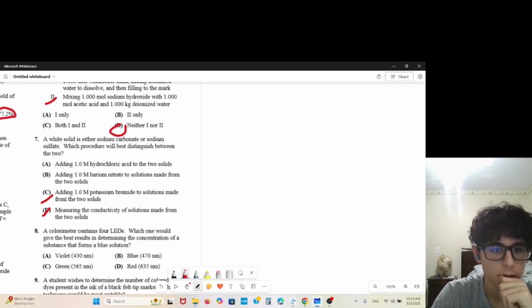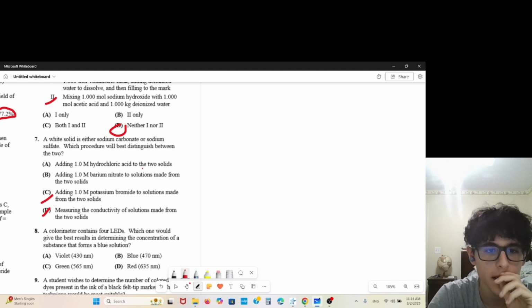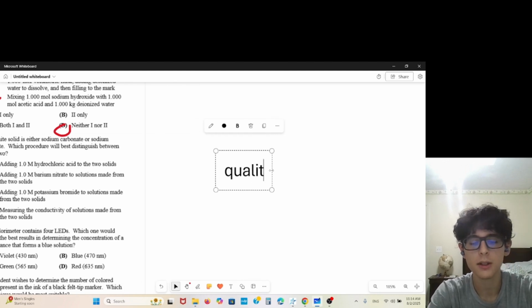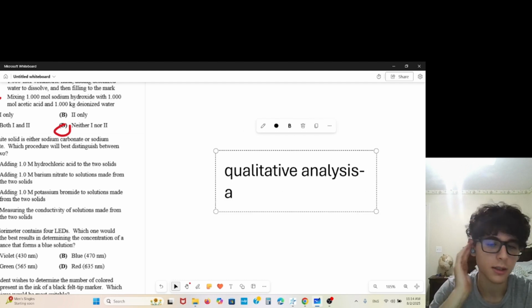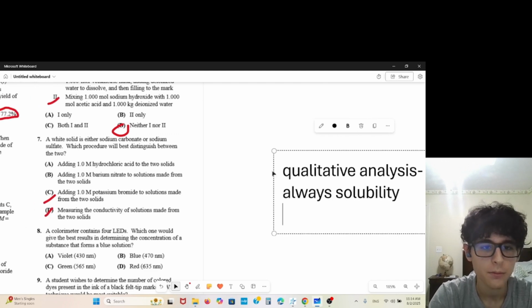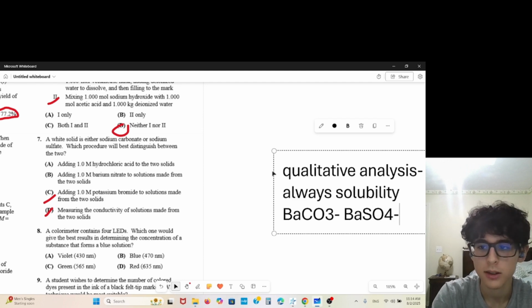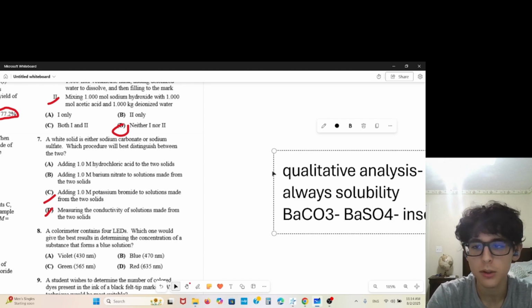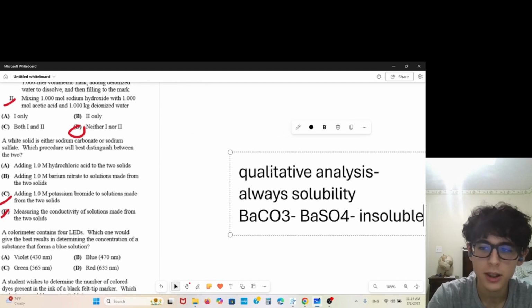All right. Now, barium nitrate. So this is about barium, not nitrate. Obviously, solubility. This is called qualitative analysis. Yeah, these show up all the time. Honestly, it's always about solubility, mostly. So BaCO3 and BaSO4 are both insoluble. I would say the latter is slightly more insoluble, but that doesn't really matter.